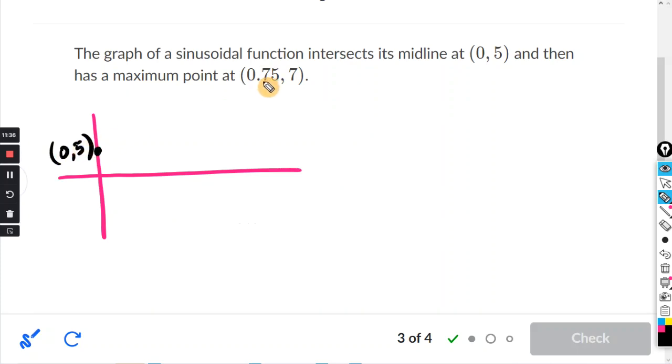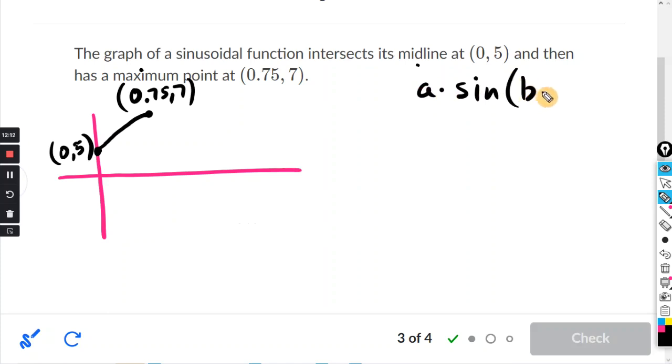And then the max is at 0.75, 7. So it heads up to the max. Okay, and that point is going to be 0.75, 7. All right. Now, if you look at your sine and cosine functions and negative sine, negative cosine functions, the one that goes from midline to maximum, that's going to be a positive sine function. Okay, so we're just doing A times sine bx plus c.